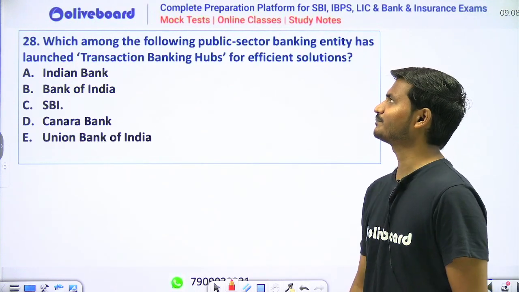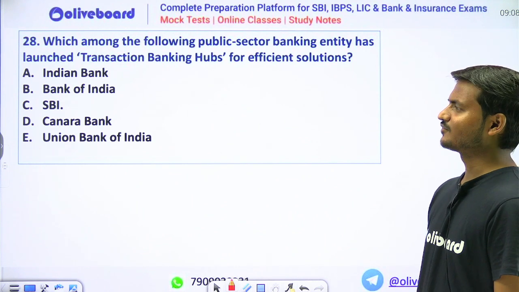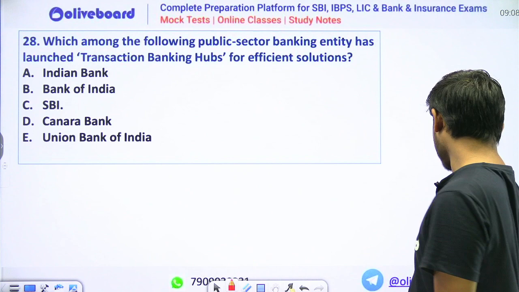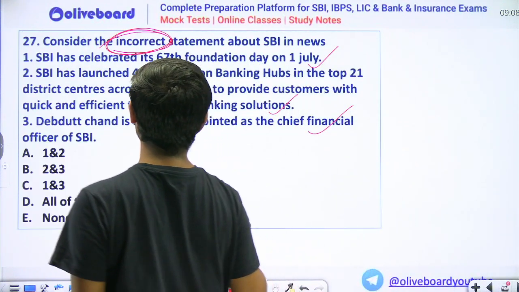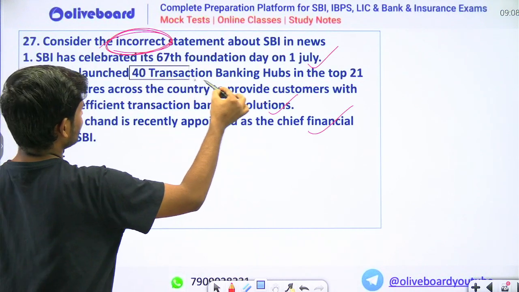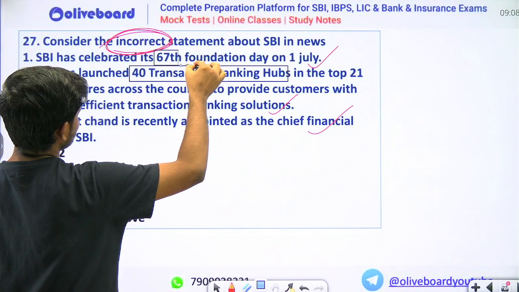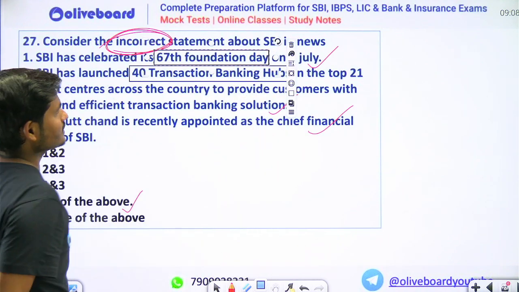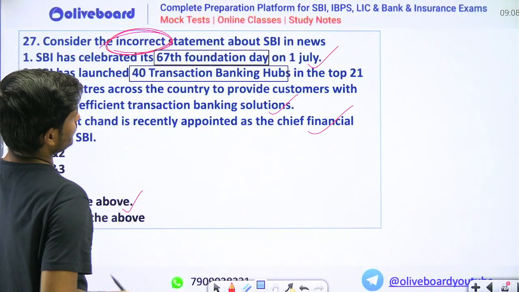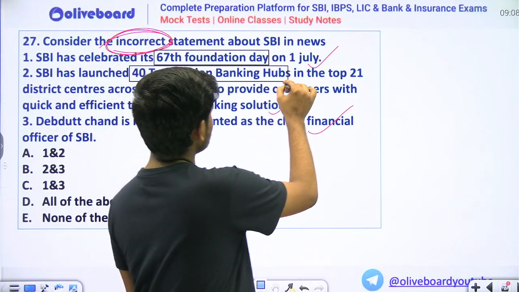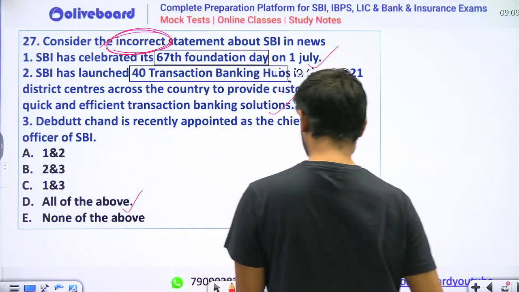Which among the following public sector banking entities has launched a transaction banking hub for efficient solutions? We have seen in the previous question itself that SBI has launched nearly 40 transaction banking hubs on its 67th foundation day. So which bank has launched the transaction hub?